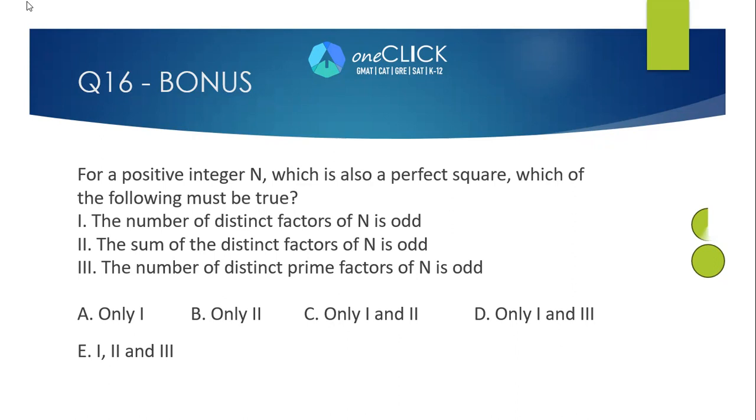All right, let's go through this one. So here it says n is a perfect square. Which of them must be true? If it's a perfect square, we did a question just some time back. If it's a prime number's perfect square, then the number of factors is 3. In fact, if it is any perfect square, then the number of factors is always odd.